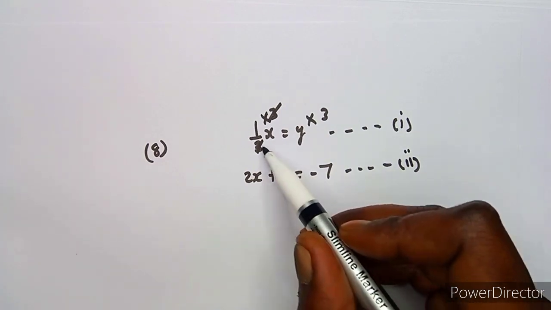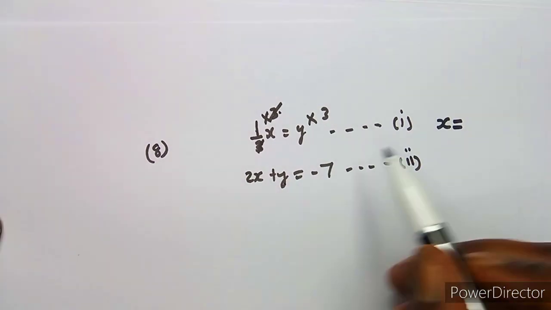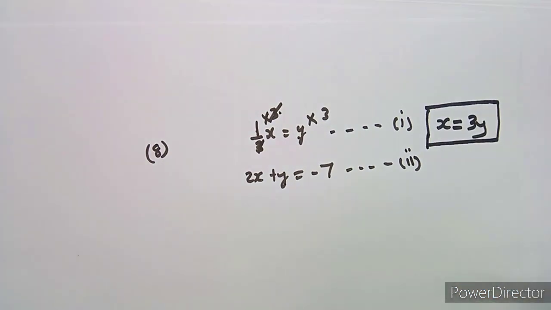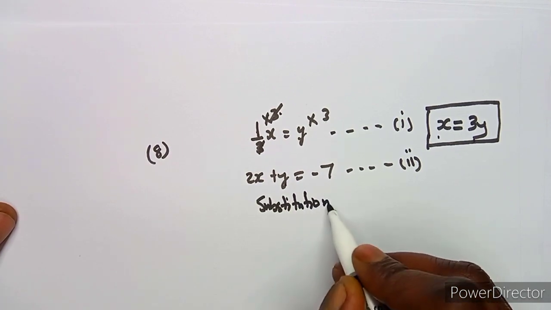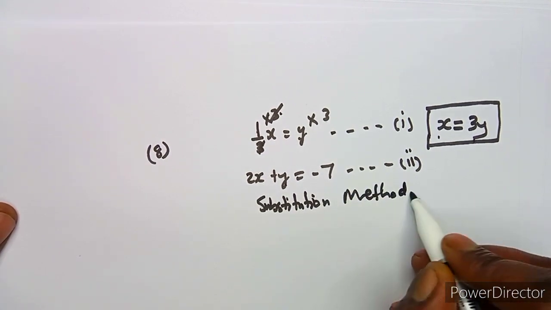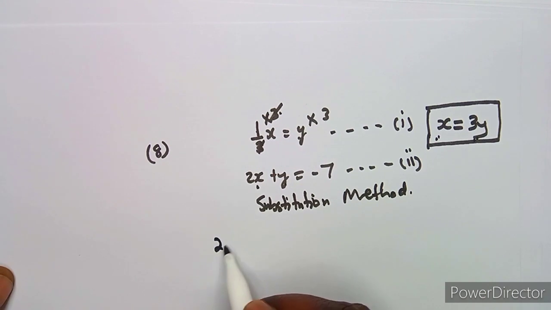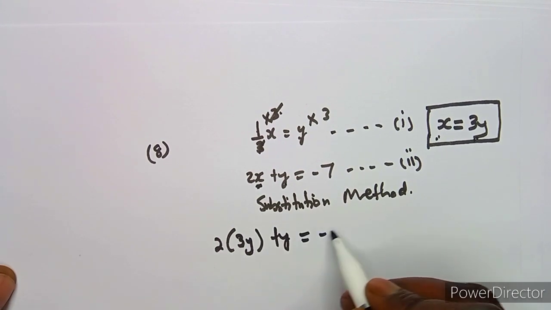So our first equation can be written as: the 3 is cancelled, so we're left with 1x, which is the same as x, equal to 3 times y, which is 3y. At least I'm working with something direct, which is not a fraction. In place of x, I can substitute 3y, depending on the method you're going to use. In this case, I'm going to use the substitution method. Already x is the subject, so in place of x, I substitute 3y, which gives 2 times 3y plus y, equal to minus 7.